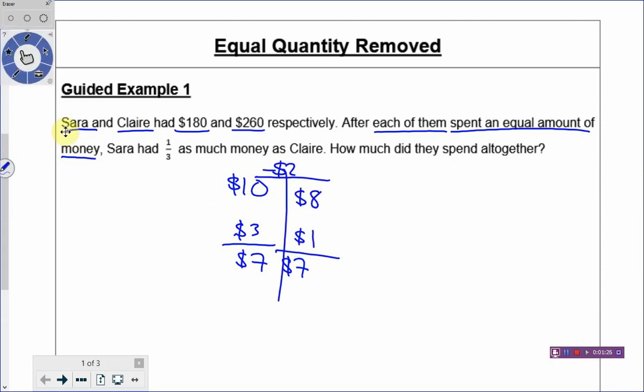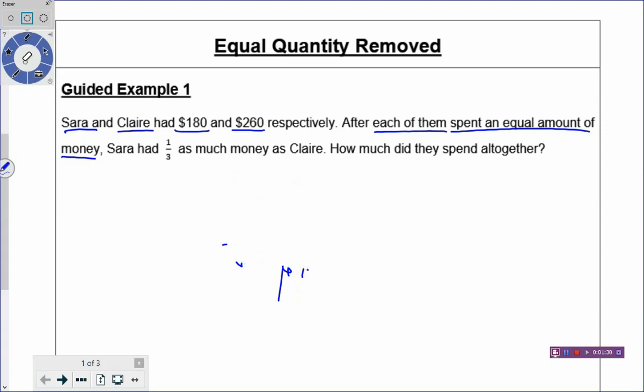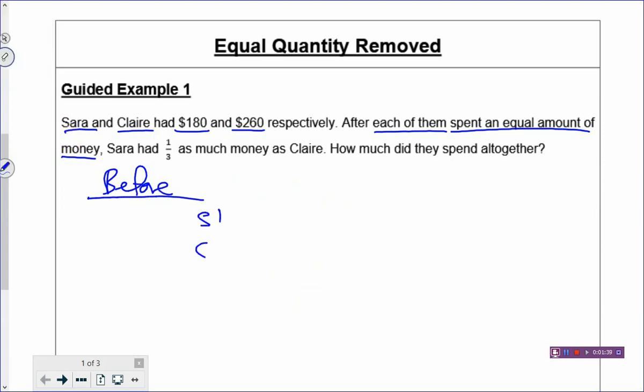Okay, so now we draw the model. Let's draw the model starting with before. When you draw a before and after model, you always start with the before model first. Again, you always start from the beginning when you start drawing. So Sarah has lesser money, Claire has more money, right?